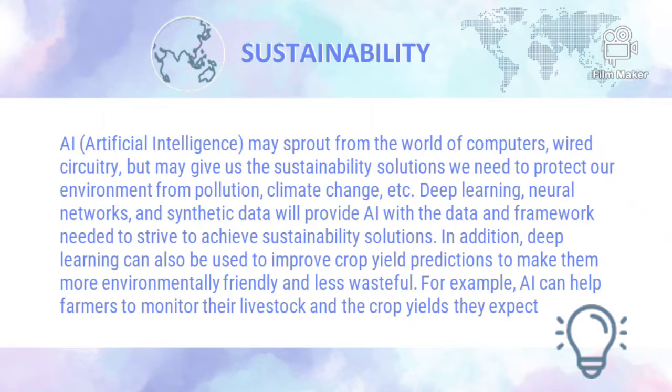Sustainability. Artificial intelligence may sprout from the world of computer wired circuitry, but it may give us the sustainability solution we need to protect our environment from pollution, climate change, and etc. Deep learning neural networks and synthetic data will provide AI with the data and framework needed to strive to achieve sustainability solutions. In addition, deep learning can also be used to improve crop yield prediction to make them more environmentally friendly and less wasteful. For example, AI can help farmers to monitor their livestock and the crop yield they expected.